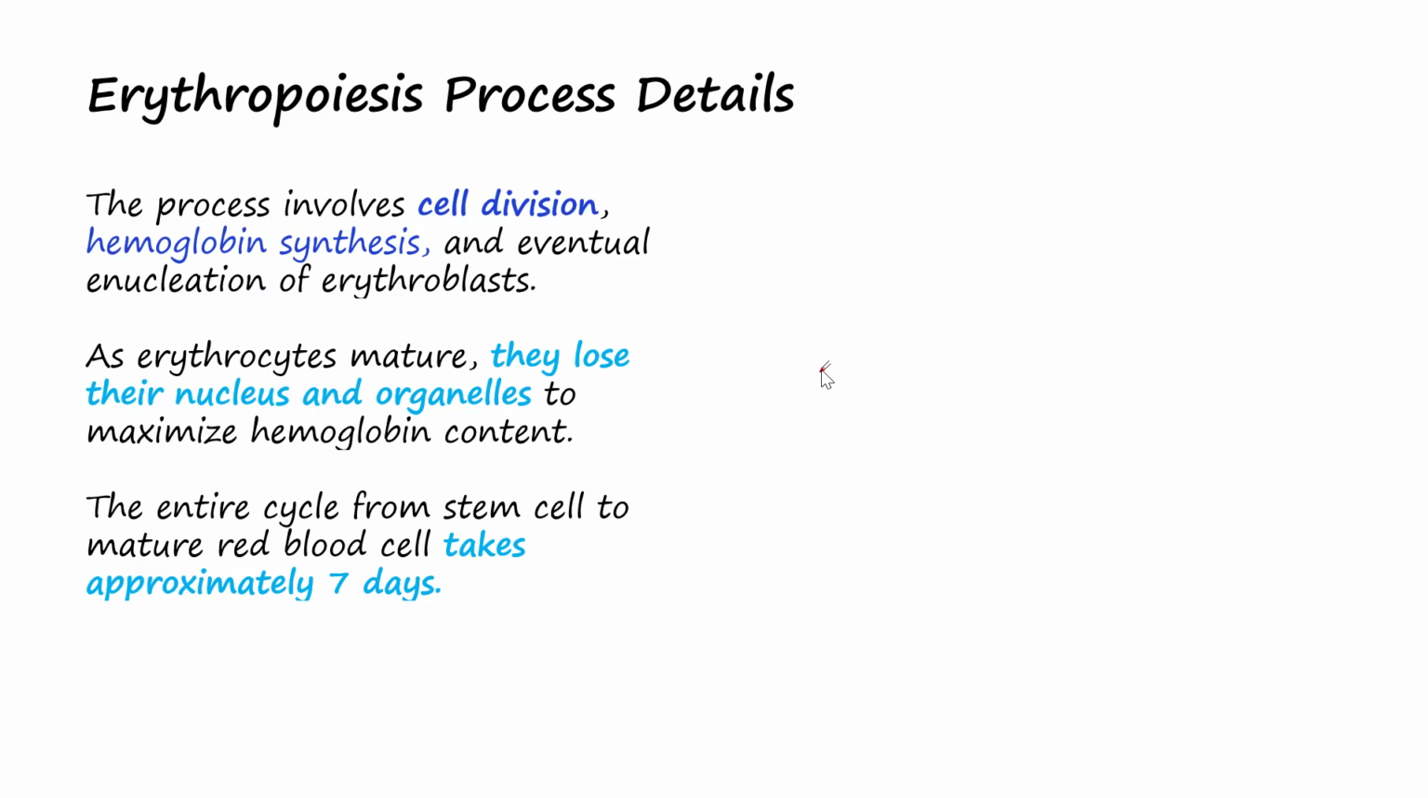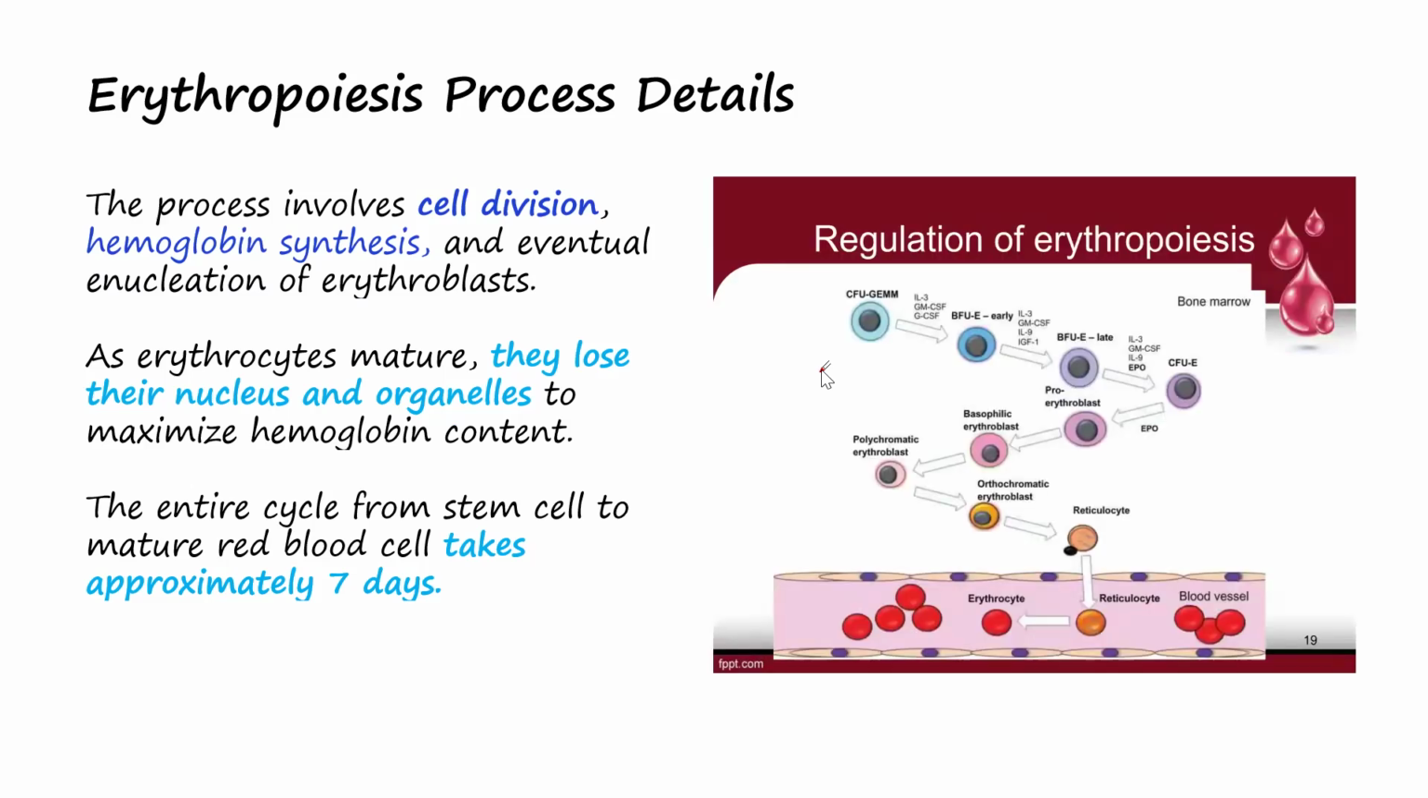So the entire cycle from stem cell to mature red blood cell takes approximately 7 days. So the generation of the red blood cells from the hematopoietic stem cells to mature red blood cells takes approximately 7 days.